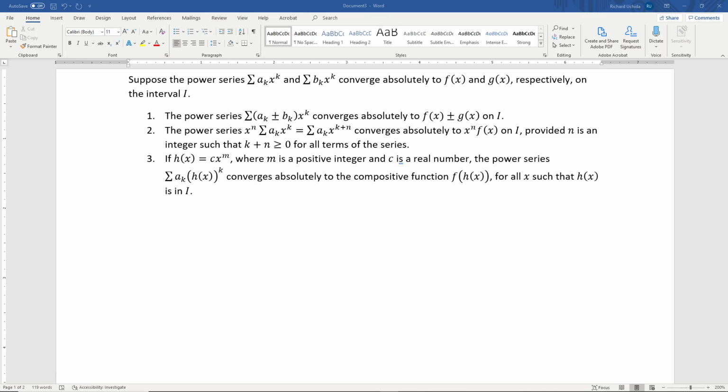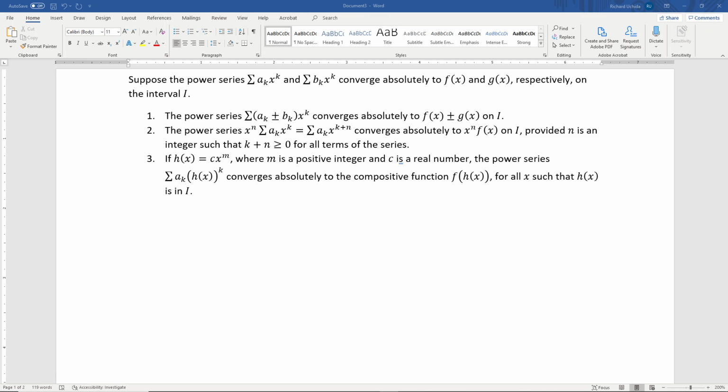The power series, if we take x to the n times the sum of a sub k x to the k, equals the sum of a sub k times x to the k plus n, which converges absolutely to x to the n times f of x on I, provided n is an integer such that k plus n is greater than or equal to 0 for all terms of the series.